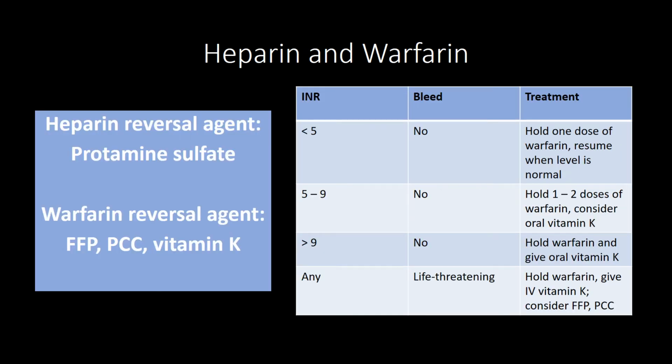Lovenox, or low molecular weight heparin's reversal agent, is protamine sulfate, and it's 1 milligram per 1 milligram. It's a 1-to-1 milligram ratio. Heparin, on the other hand, inhibits clotting factors, so you want to monitor the APTT level. And protamine sulfate is the reversal agent for heparin as well, but it's 1 milligram reverses 100 units of heparin.